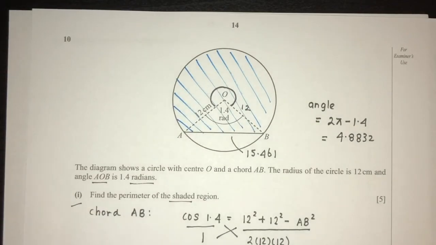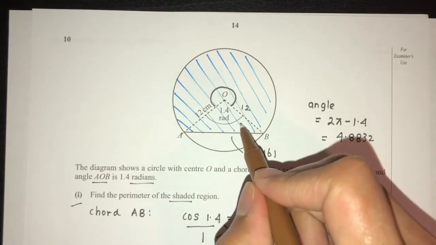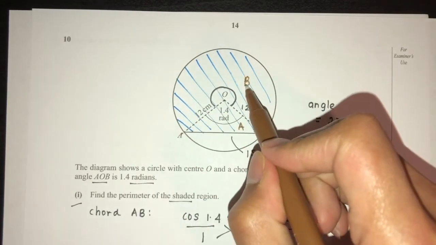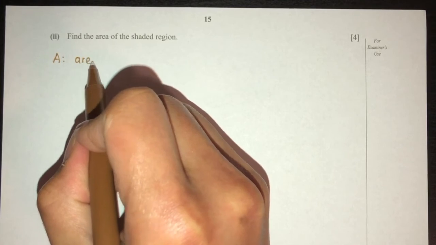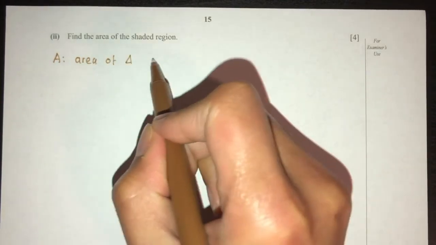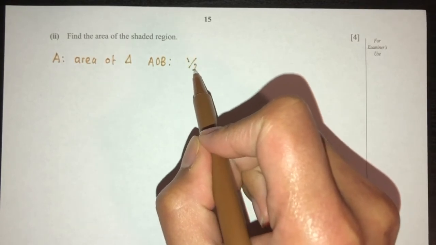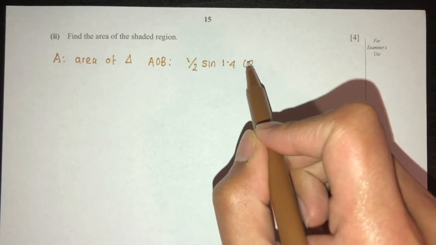Now we also have to find the area of the region. How would you find the area? By observation, we can divide the area into two pieces. First, we can find the area of this triangle OAB. Let's call this one A. Then we can find the area of the sector. Call this one B. One by one. First, let's find the area of the triangle. A is the area of triangle AOB. That will be half sine of the angle, which is 1.4, times the two sides, 12 times 12.